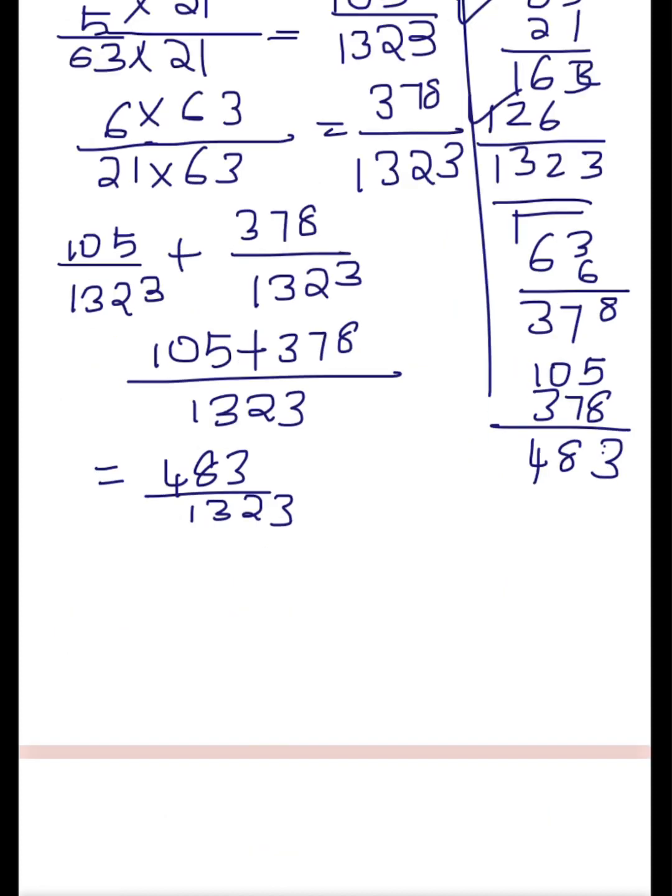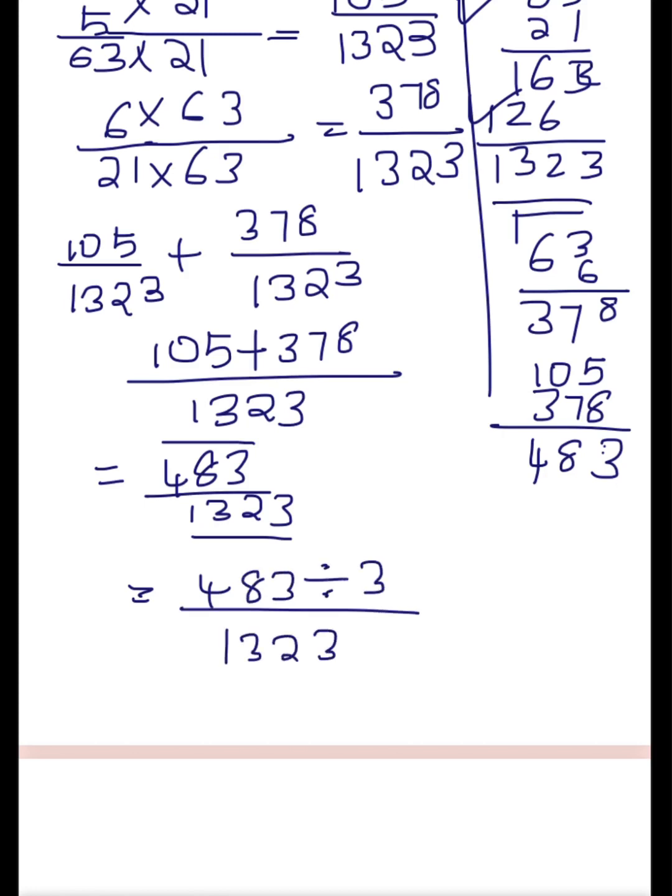So we can convert it into its standard form. Let's see if it's divisible by 2. By seeing itself, you can see that it's not divisible by 2. So let's check whether it's divisible by 3. So 4 plus 8 plus 3. What is that? 15. So 15 is a multiple of 3. So 483 is divisible by 3. Now let's check 1323. 1 plus 3 plus 2 plus 3. What is that? 9. So 9 is also a multiple of 3. So you can say 1323 is divisible by 3. So you can divide both by 3.